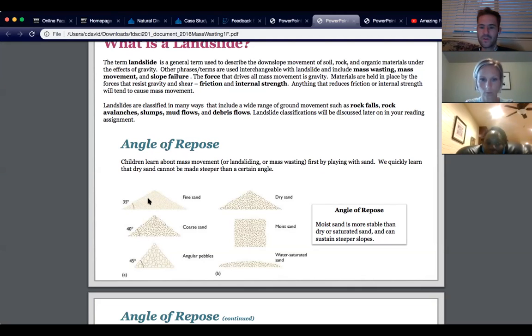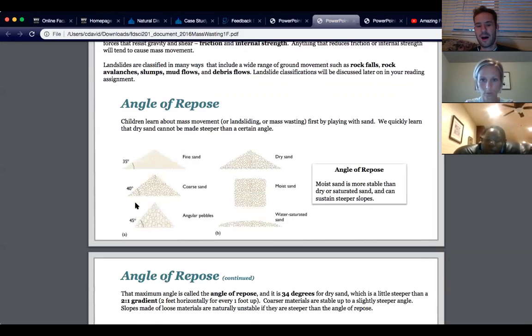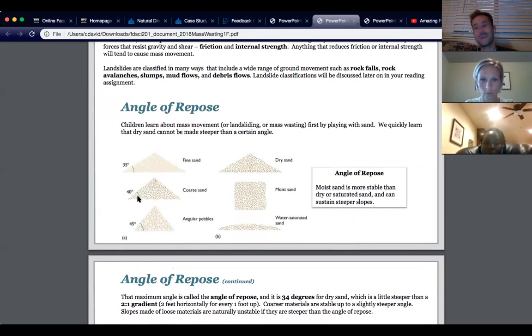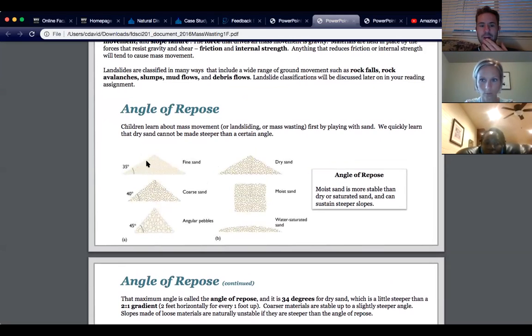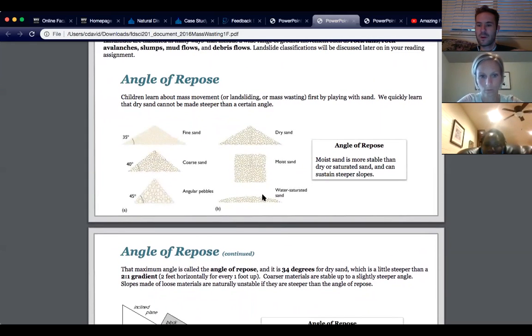And that varies with the type of sediment and level of saturation. But in general, I say it's about 34 degrees. In general, that's kind of the rule I use. Fine sand, it's about 35 degrees. Coarse sand, it's a little higher at 40 degrees. And then your angular sand, so like pebbles and stuff, that's going to be at 45 degrees. Then when you get saturation, that can change. But water always changes things.